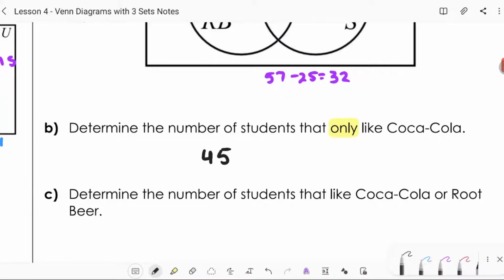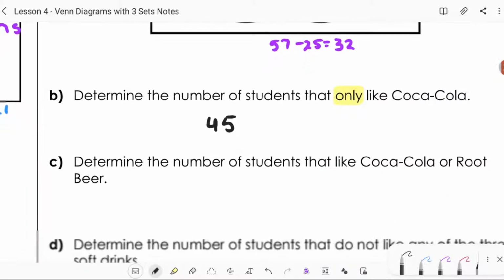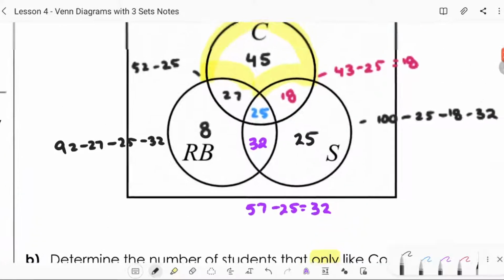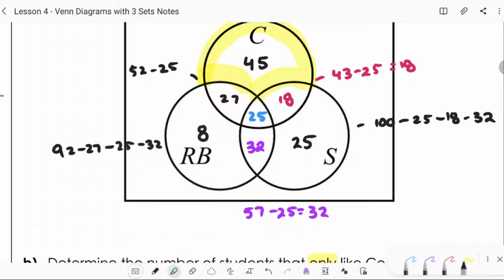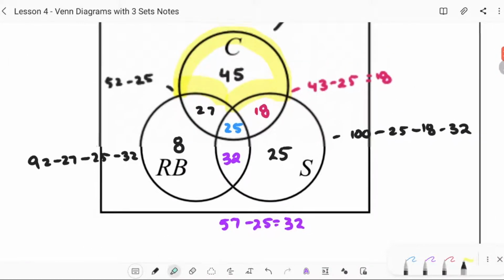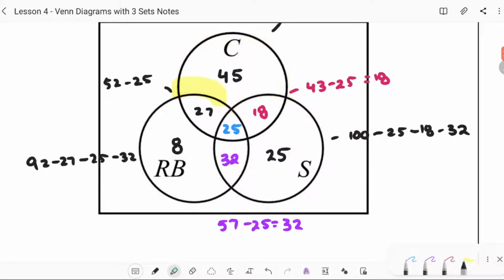Determine the number of students that like Coca-Cola or root beer. So this is Coca-Cola union root beer, which means I'm looking here. Let's get a different highlighter. I'm going to look at, and I'll erase this one, only Coca-Cola or only root beer or where they overlap. So I need to include even these people that also like Sprite, right? Because if you like Coke or root beer and Sprite, that's okay.